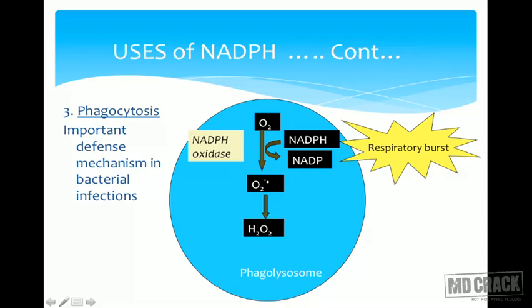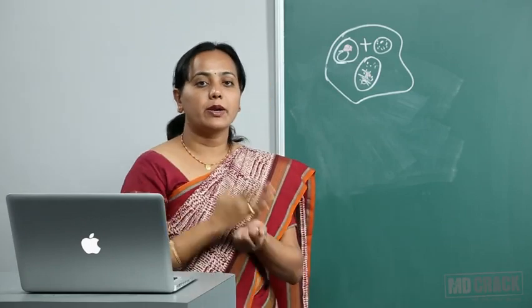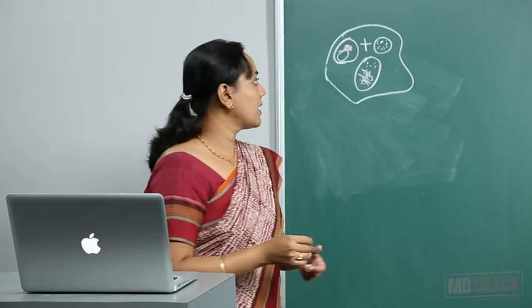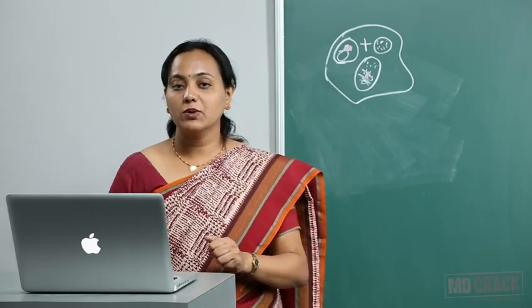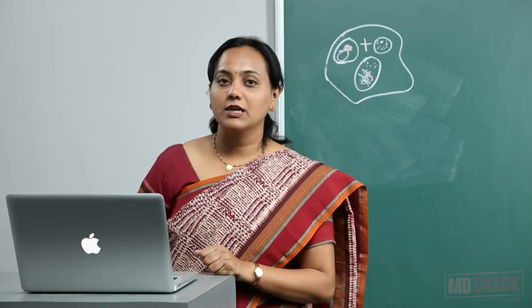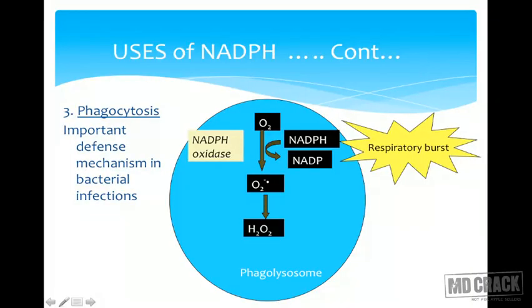Superoxide anion is further converted to hydrogen peroxide. So this superoxide anion and hydrogen peroxide, both of them are very toxic and they will kill that bacteria. They will bring about bacteriolysis in the phagolysosome. So in this, what has happened? For the production of superoxide anion and hydrogen peroxide, we require NADPH. So from where did NADPH come? From the HMP shunt. So NADPH oxidase is another very important enzyme that is present in phagocytosis.